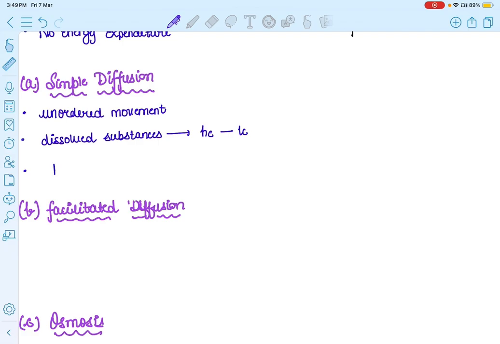And when both the concentrations are equal, that is, when the isotonic type of solution, isotonic concentration, is observed, then the diffusion stops.